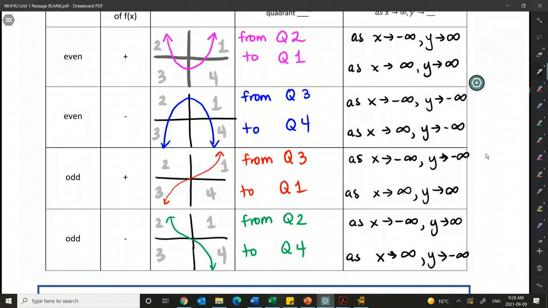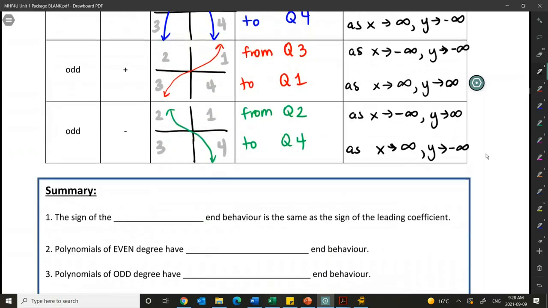Okay, so if I threw out an equation to you, we should now be able to predict. We don't know exactly what the shape is going to be, but we should be able to predict what the ends are going to do. Are they both going to be facing up? Are they both going to be facing down? Will they be opposite? Will they be this way? That's what we should be able to do.